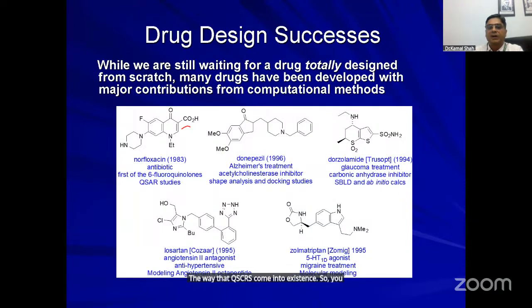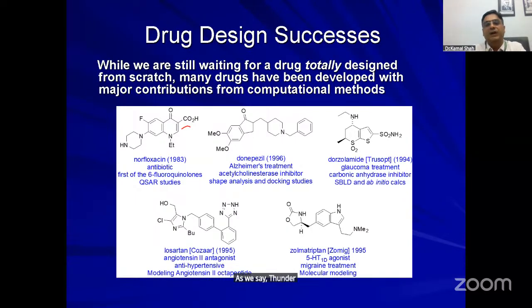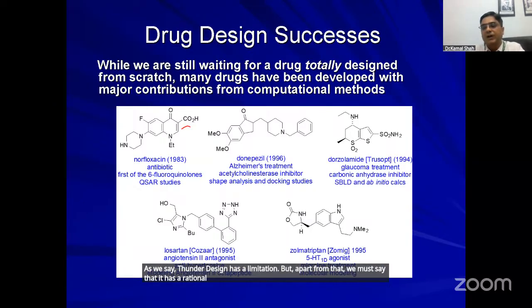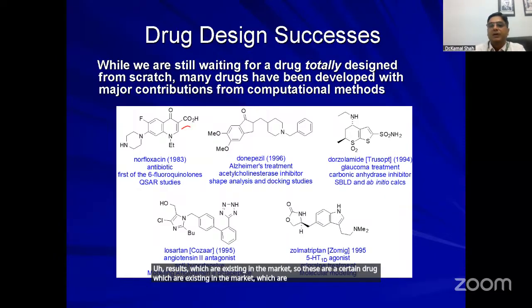So you can see here a few examples of drug design successes. As we say, drug design has a limitation, but apart from that, we must say that it has a rationale, it has a utility, it has certain fruitful results which exist in the market. So these are certain drugs existing in the market which are the results of drug design.